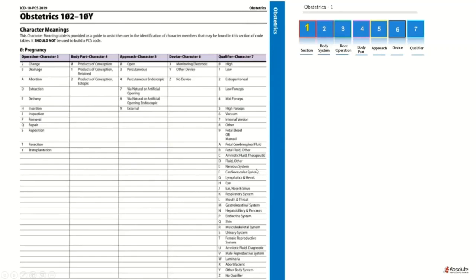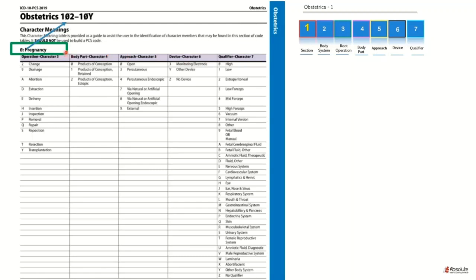Let's start with the character meanings page. Remember, the character meanings page is right before, or precedes, the obstetrics tables. You cannot code from this page, but it is a great tool to see everything at a glance. So I'm going to give you some instruction right from this section. The first thing we see is that the obstetrics code series begins with 1, 0, 2. That 1 tells us this is the obstetrics section. The next value, the 0, the second character, tells you the body system. It's also there if you're referencing our PCS code.